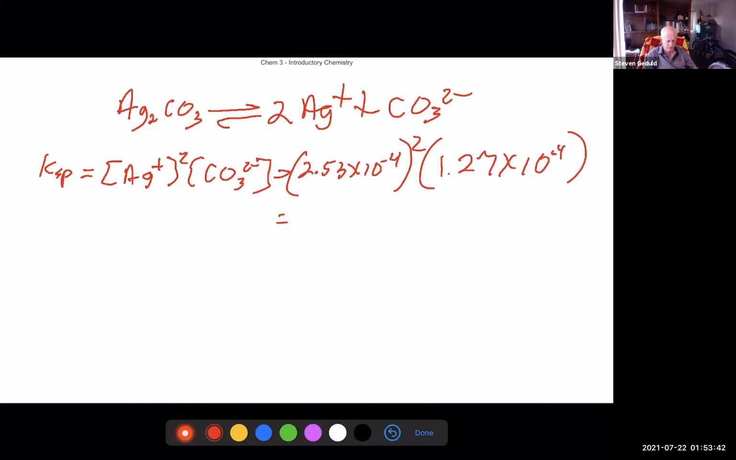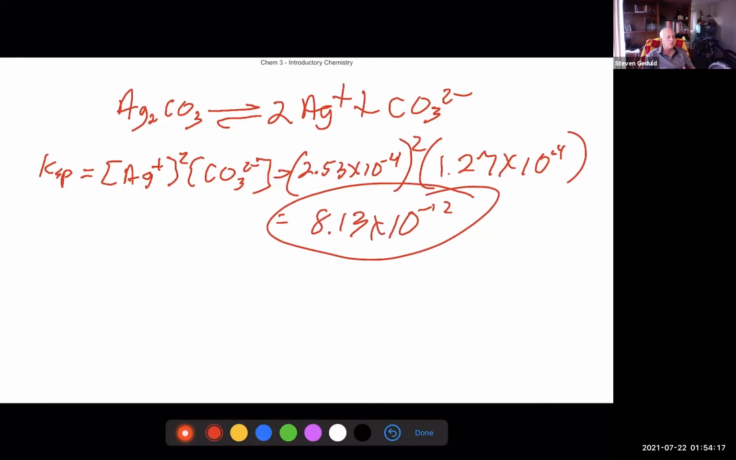So let's do it this way. 2.53 squared times 1.27 equals 8.13. 8.13 times 10 to the, and that was -8, and -4 is -12. So the equilibrium constant should be 8.13 times 10 to the -12. Does that make sense, Tara?